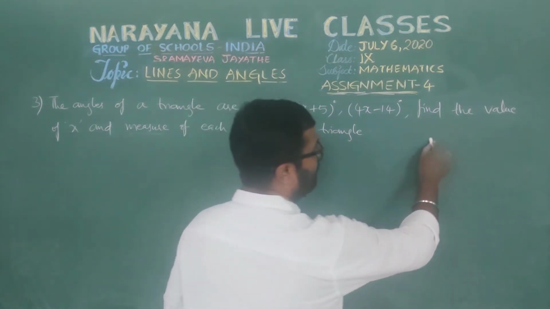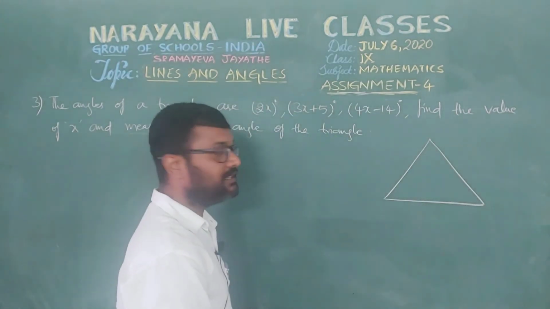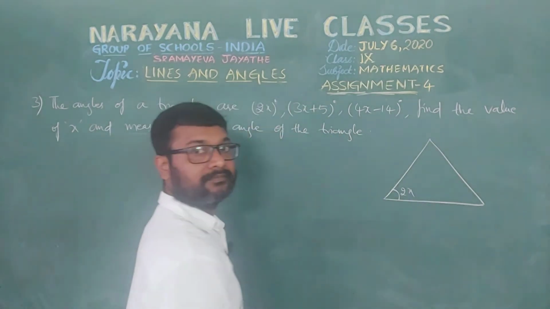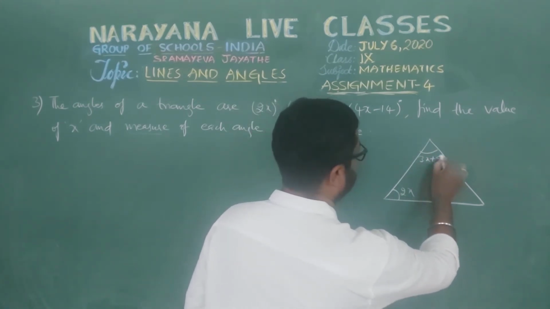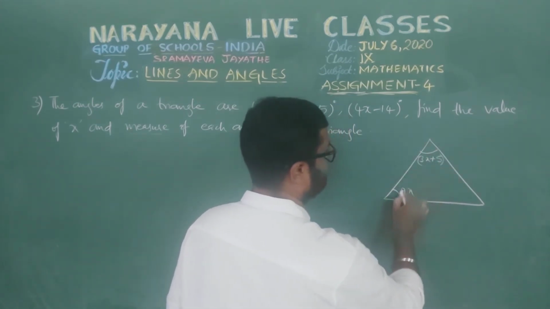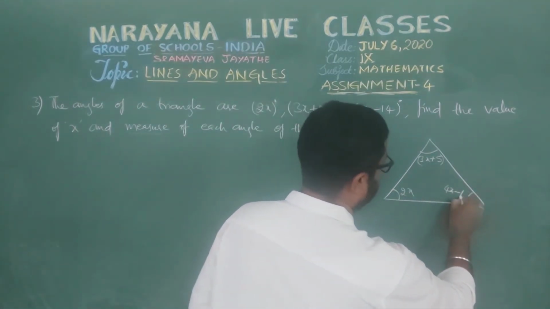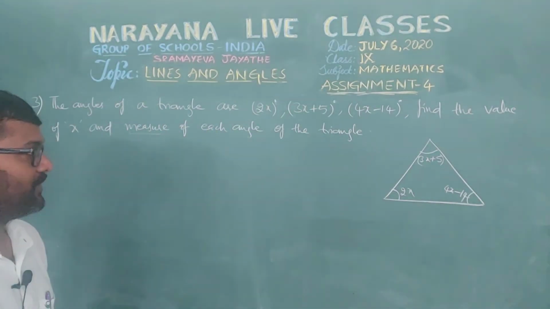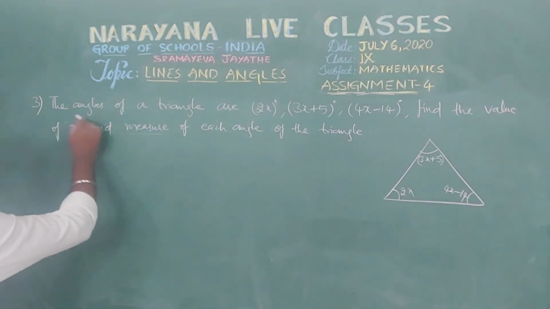See here, now we have one triangle. In this triangle, it is given that this is 2x and this angle is 3x plus 5, isn't it? And here this is 4x minus 14. Now let's find the angles. Before that we need to find the x value.